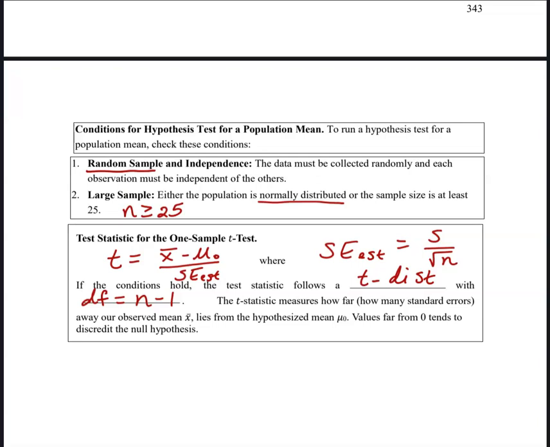Now, most of this, you're not going to have to worry too much about all these little details. We're going to use StatCrunch to do these calculations. And then what I want us to focus on is how do we interpret that? And what does this mean? What conclusion would we make?